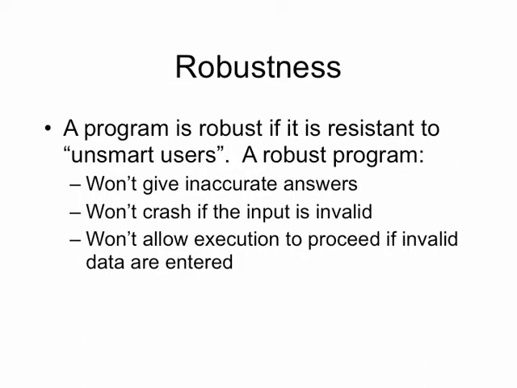Robustness is how we refer to a program that is resistant to unsmart users. So a robust program won't give inaccurate answers no matter what the user enters. It won't crash if the input is invalid, and it won't allow execution to proceed if invalid data is entered.